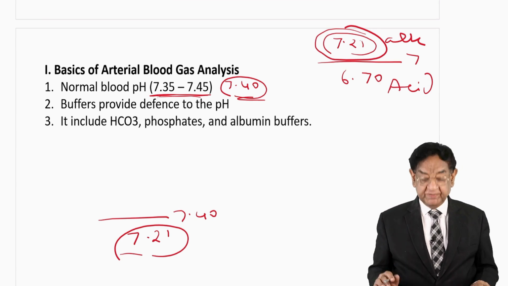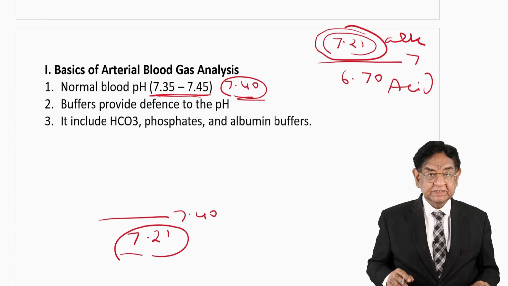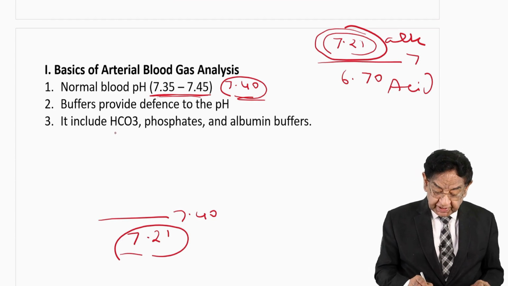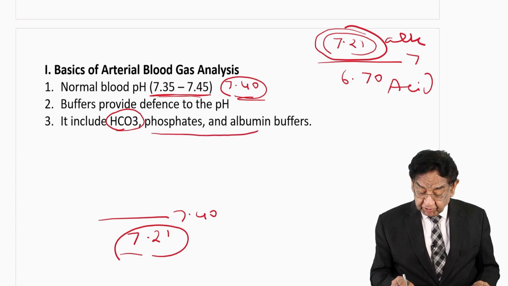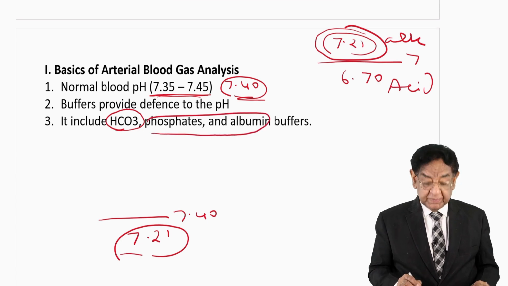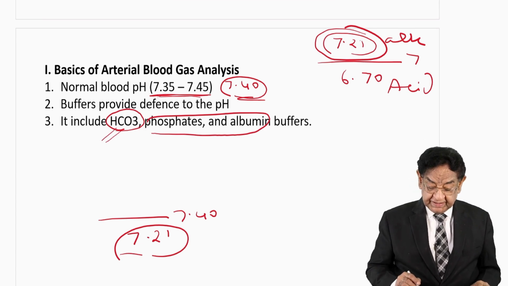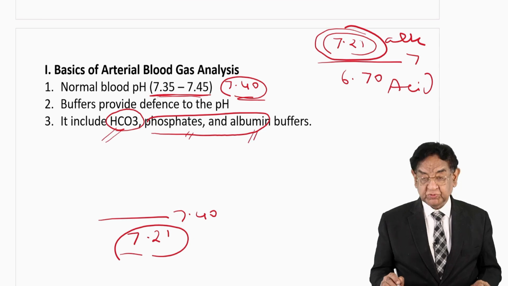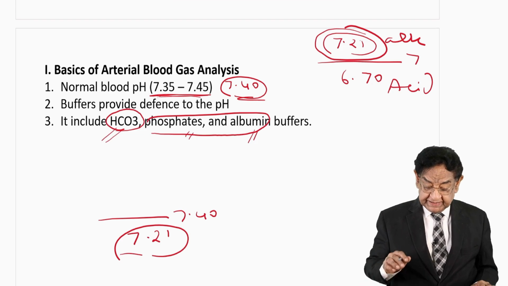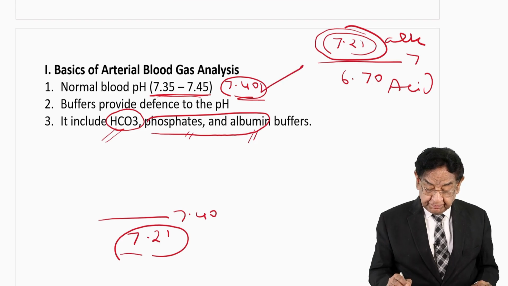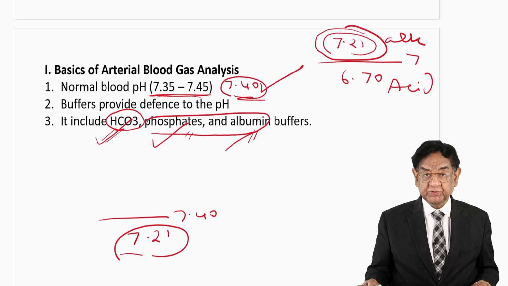Now, definitely, we have a buffer. Buffer is the one which controls the pH. Simple. The buffers include bicarbonate, the most important, phosphate and albumin also. This is known to most students, but most students are not aware that phosphate and albumin are also very important buffers. So in this slide, 7.40, bicarb, phosphate and albumin are the keywords that you got to remember.